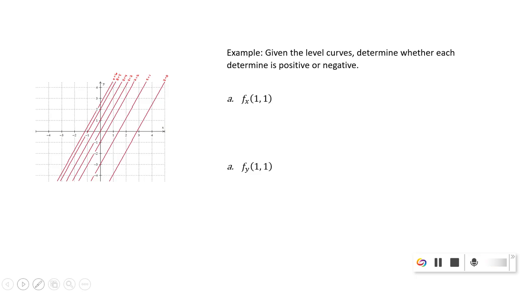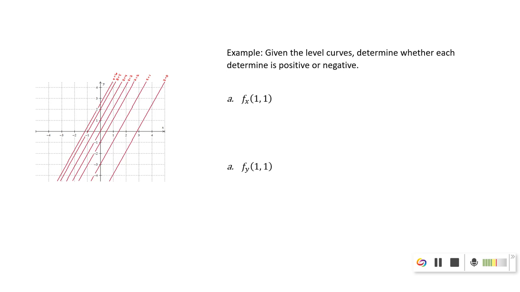Okay, so let's first think about what this means graphically. I have an example up on the screen. It says, given the level curves, determine whether each of these derivatives is positive or negative. I've got a bunch of level curves and they're labeled. The first one is z equals 0, 1, 2, etc.